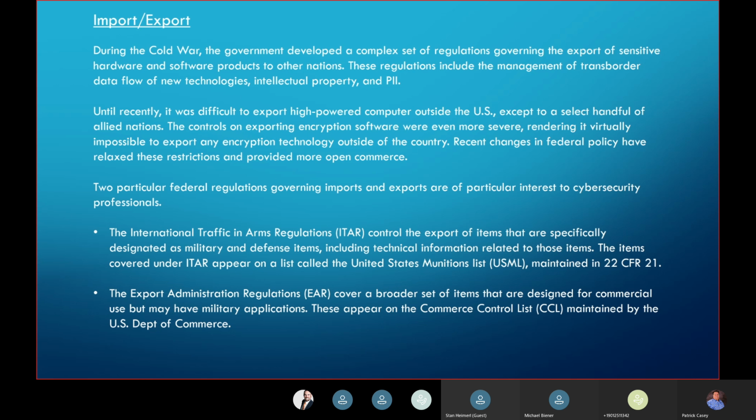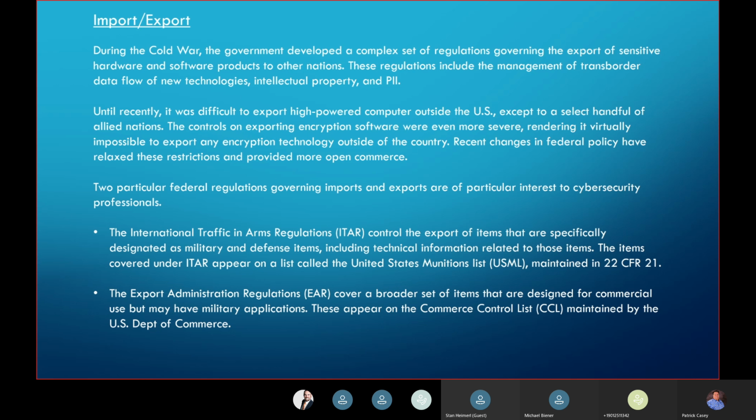Two particular federal regulations governing imports and exports are of particular interest to cybersecurity professionals. One, the International Traffic in Arms Regulation, ITAR, controls the export of items that are specifically designed and designated as military and defense items, including technical information related to those items. The items covered under ITAR appear on a list called the United States Munitions List, USML. And here's another CFR lookup for that particular list.